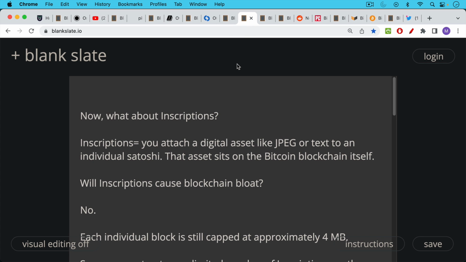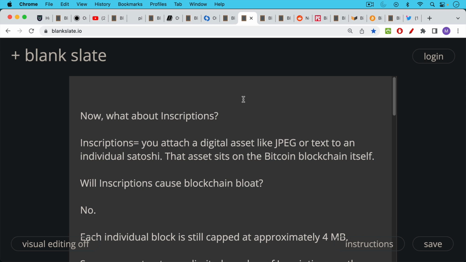Now, what about inscriptions? Inscriptions, as a reminder, you attach a digital asset like a JPEG or a text or really anything that a web server can serve up to an individual satoshi, and then you can send it across the Bitcoin base layer, across the network, and you can also send it across Lightning, I believe. An inscription is an asset, a digital asset that actually sits on the Bitcoin blockchain itself.